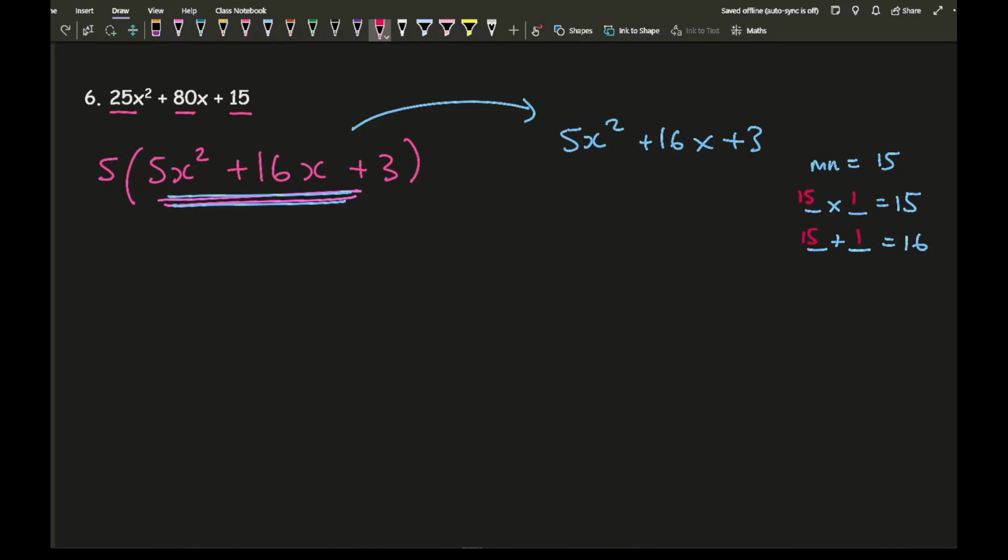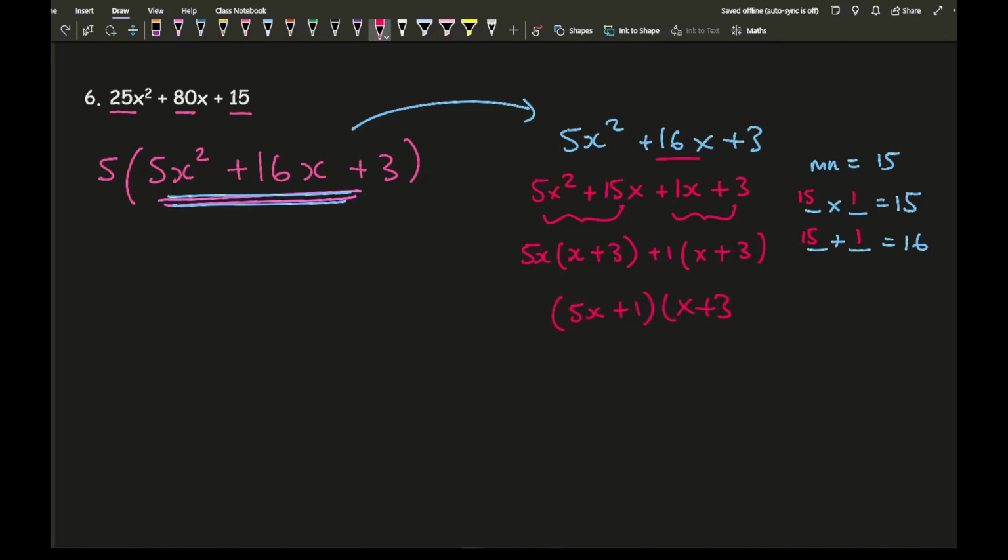So then I'll replace 16x with 15 and 1. So I've got 5x squared plus 15x plus 1x plus 3. Then factorising the pairs, I get 5x and I've got x plus 3. Then factorising this, which is 1, so I get x plus 3. And then here I've got 5x plus 1 and x plus 3.